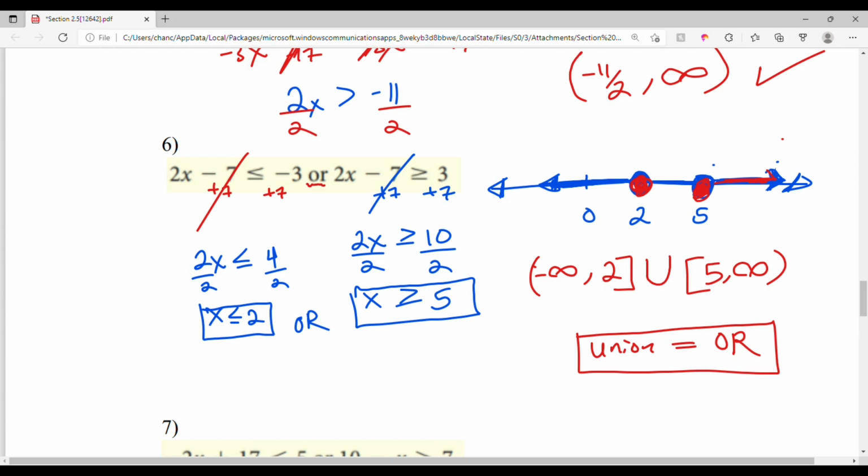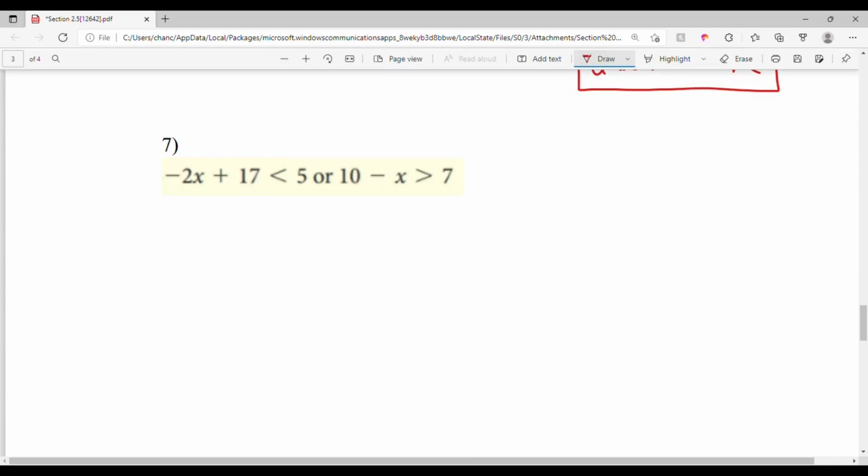So always use that union symbol once we have two inequalities separated by the word or. Question 7, again we have another compound inequality. I'll start by subtracting 17 to both sides here for the first inequality. Negative 2x is less than negative 12. We can divide both sides by negative 2. And of course, since we divided by negative, you have to switch the direction of the inequality. And negative 12 over negative 2 is positive 6.